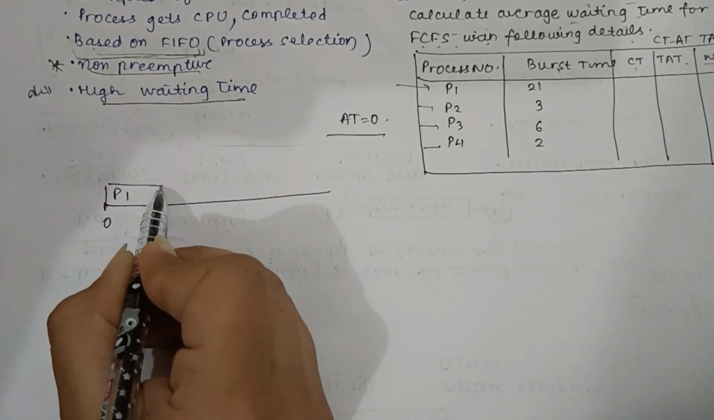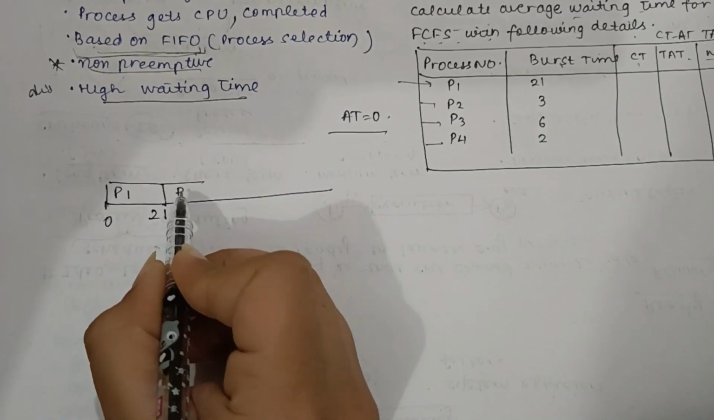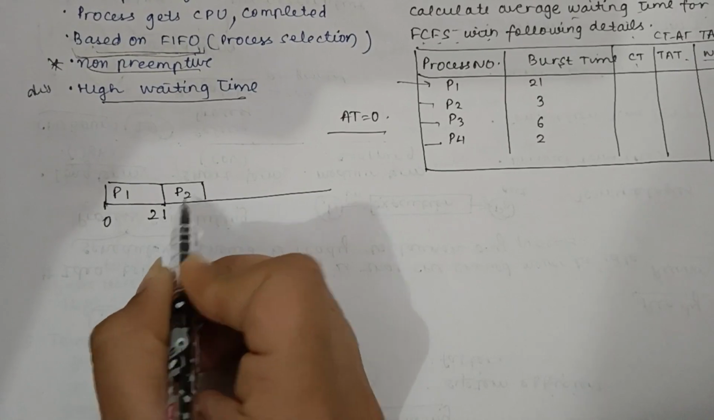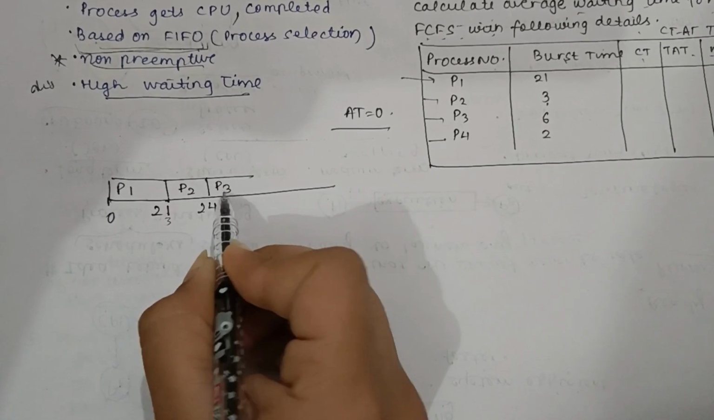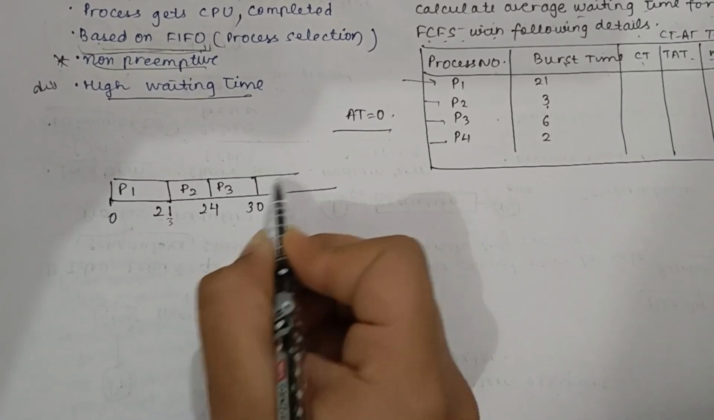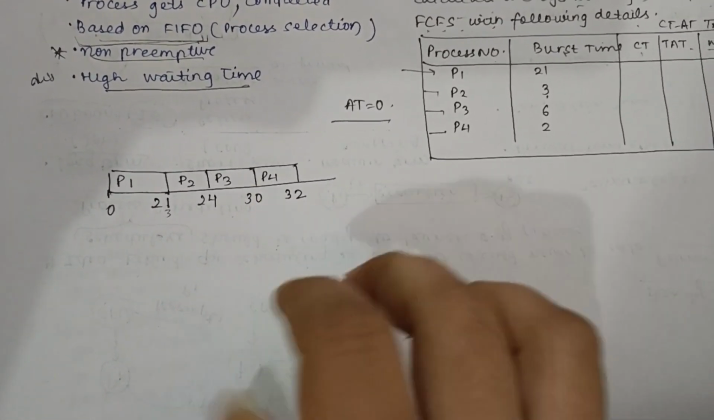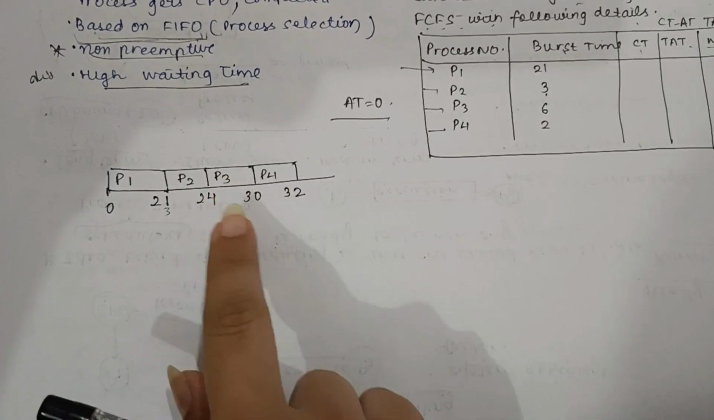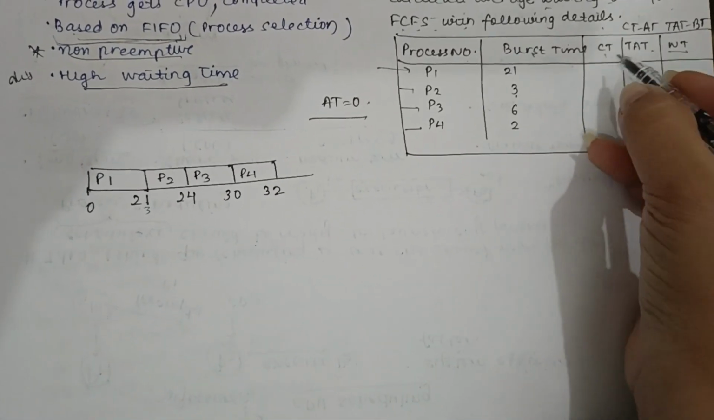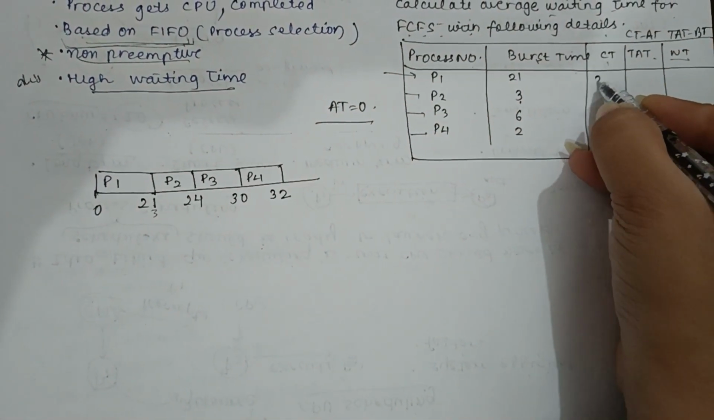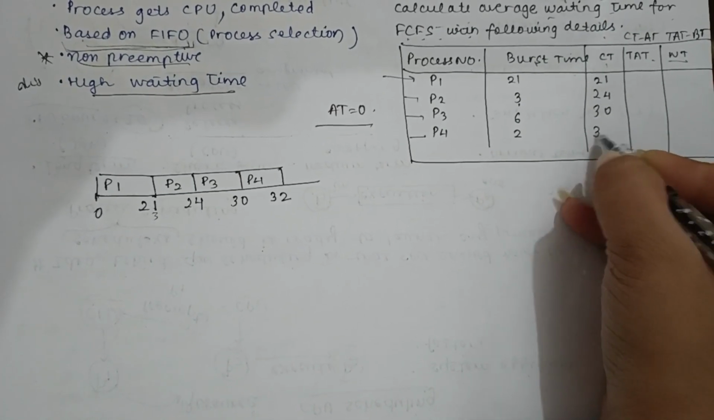We have P1. P1 would be executed for 21 time units, and once it gets completed, we switch to P2. P2 needs 3 units of time, so 3 added, it would be 24. The next one is P3, 6 added, 30. The next one is P4, 2 added, 32. So P4 is completed at 32 units of time, P3 at 30, P2 at 24, and P1 at 21. We write the completion times here: P1 is 21, P2 is 24, P3 is 30, and P4 is 32.